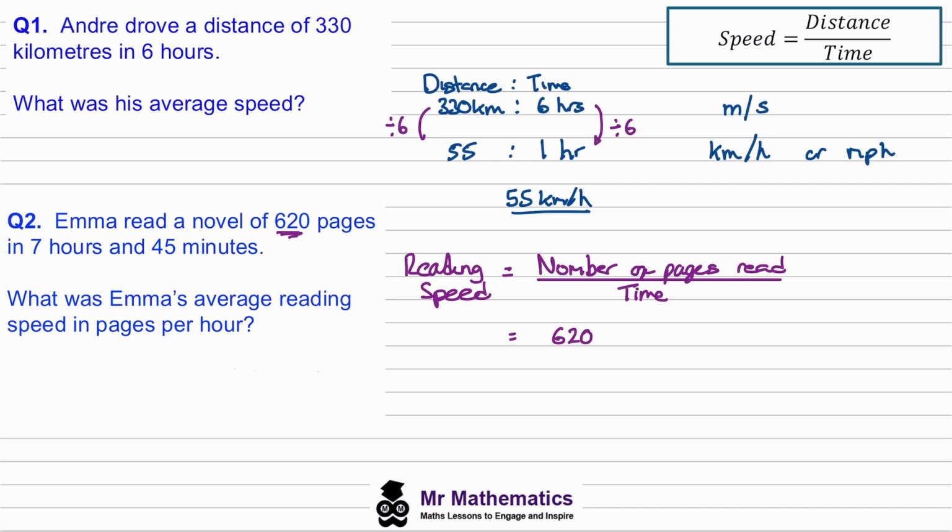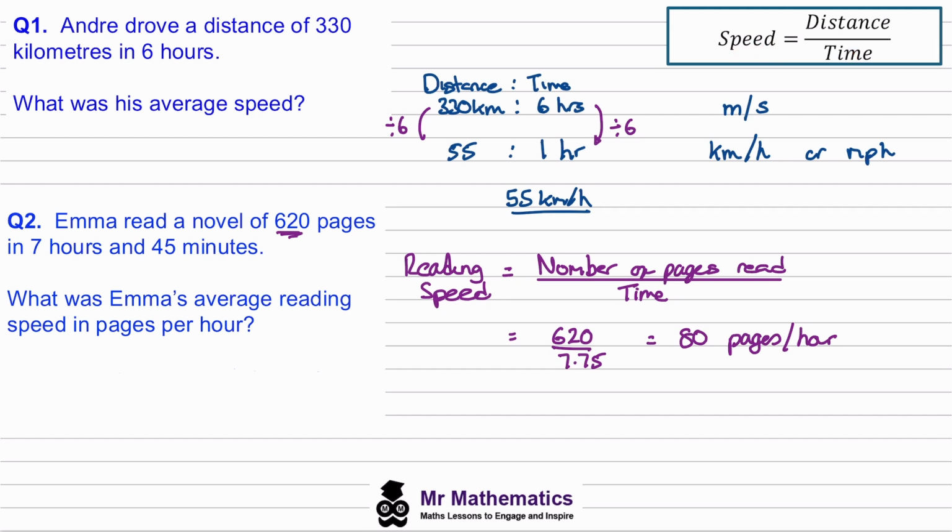But the problem we have is that we need time in hours, and we've been given a combination of hours and minutes. But we know that 45 minutes is 3/4 of an hour, or 75%. So we can write this as 620 divided by 7.75. This is our 3/4 of the hour. And then we can work this out on our calculators, and we get a reading speed of 80 pages per hour.